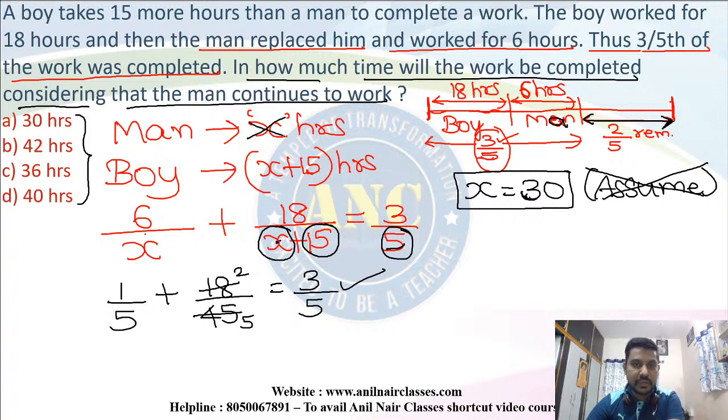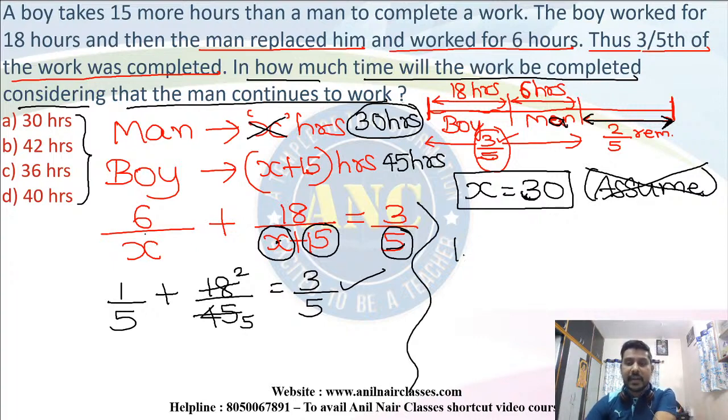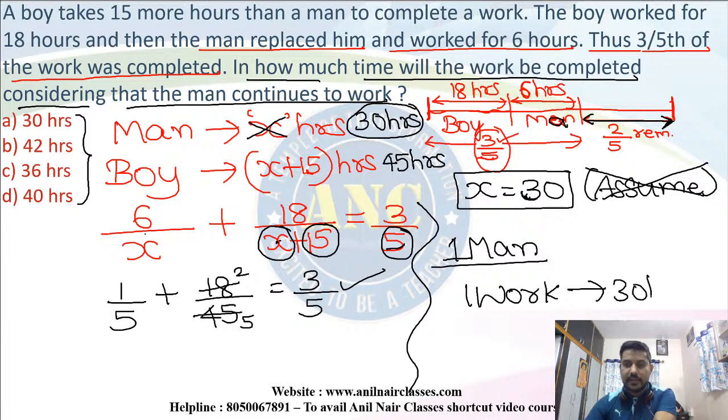So basically the man will take 30 hours to complete the work if he is working alone. The boy will take 15 hours more than the man, so he will take 45 hours to complete the work if he is working alone. So that's the meaning of it. One entire work is completed by the man in 30 hours, right? One man will complete one entire work in how many hours? He will complete it in 30 hours.